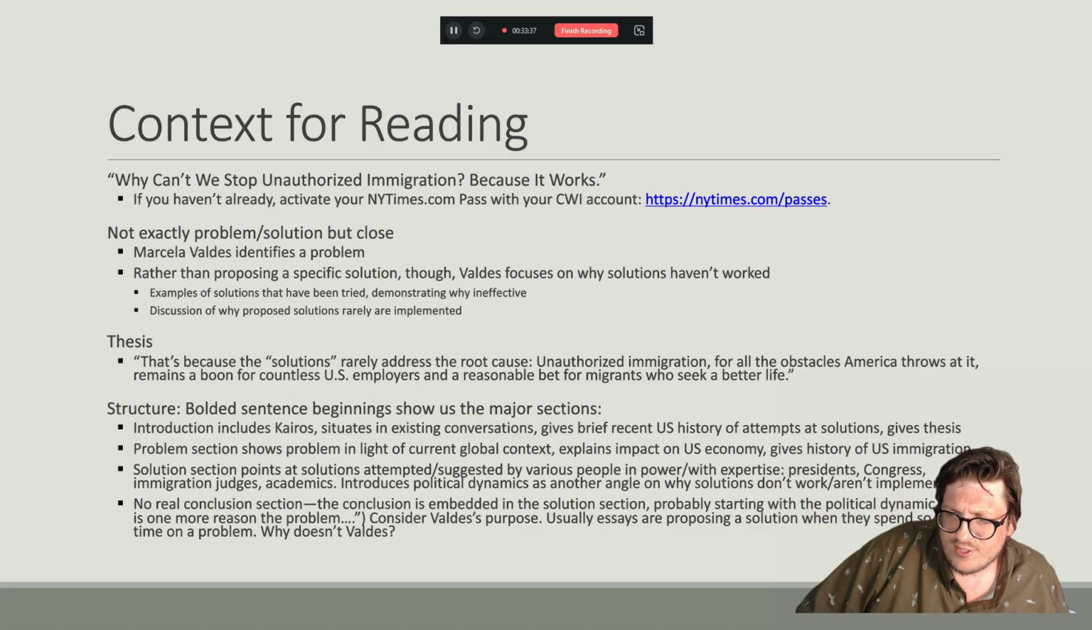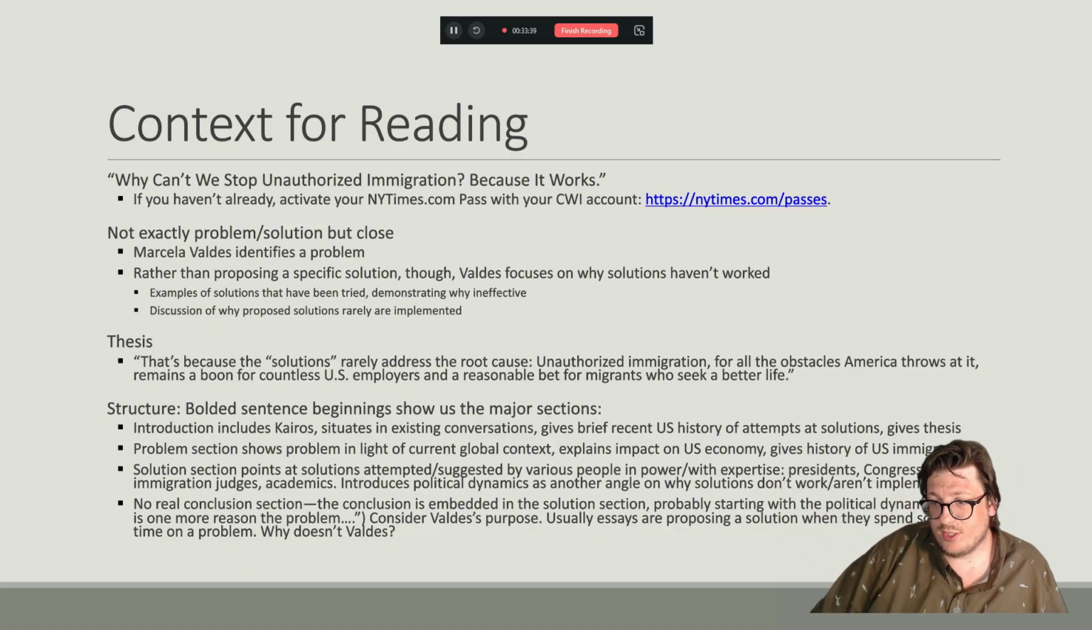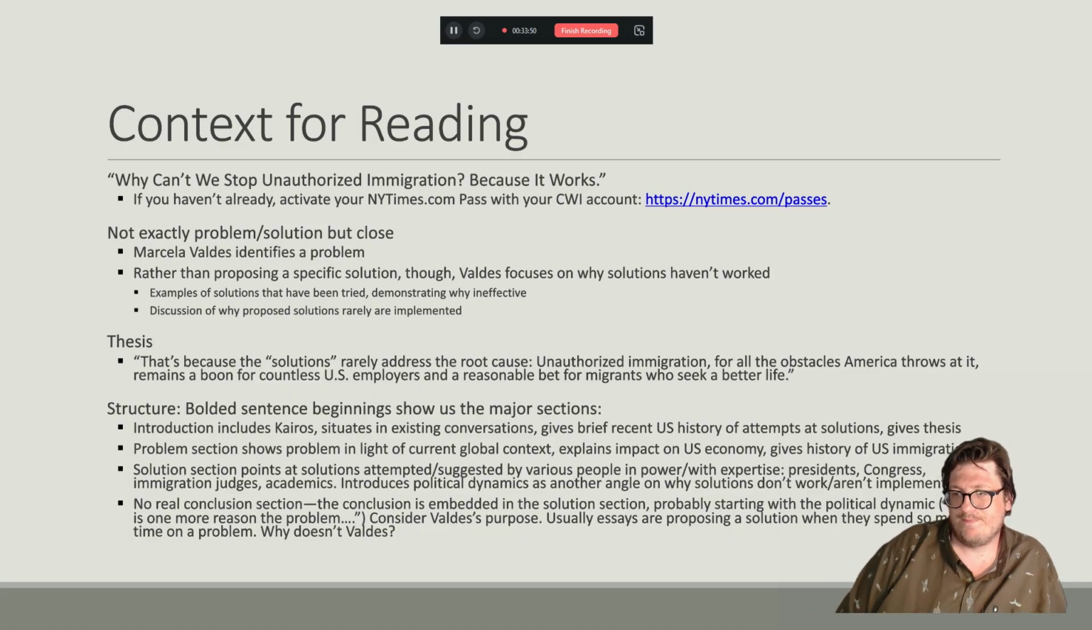So consider Valdez's purpose. Usually essays are proposing a solution when they spend so much time on a problem. Why doesn't Valdez? It's an interesting thing to think about with this essay. Why isn't there a solution proposed?